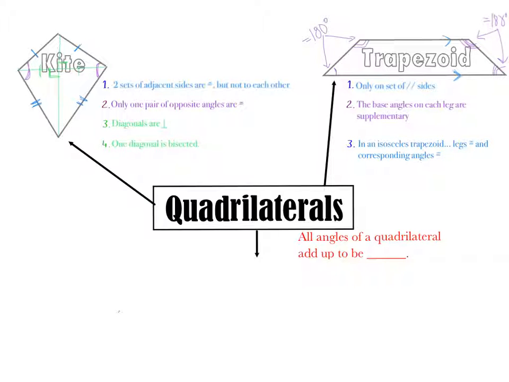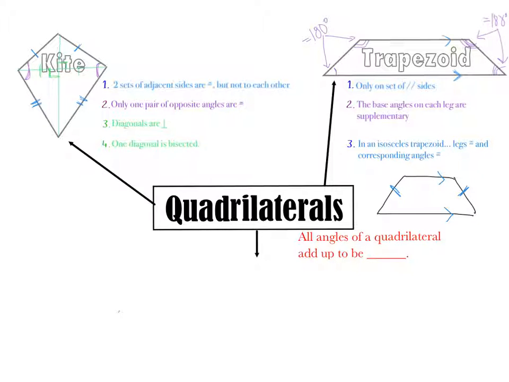Now, I mentioned a special kind of trapezoid, and that is an isosceles trapezoid. So when we're talking about an isosceles trapezoid, we know isosceles triangle means two legs are congruent. Well, that's the same with an isosceles trapezoid. So in an isosceles trapezoid, we're still going to have the two sets of parallel sides, only now my legs are going to be congruent.